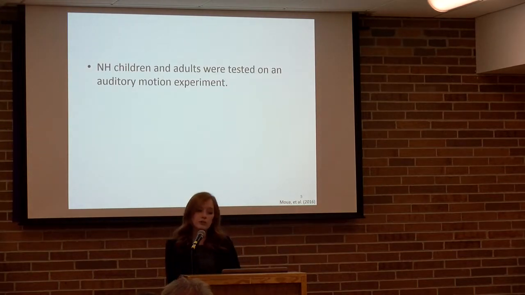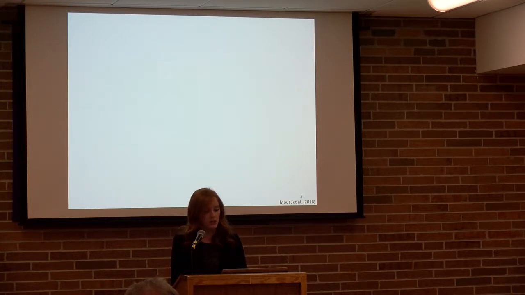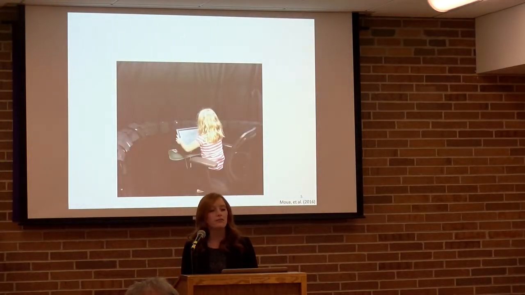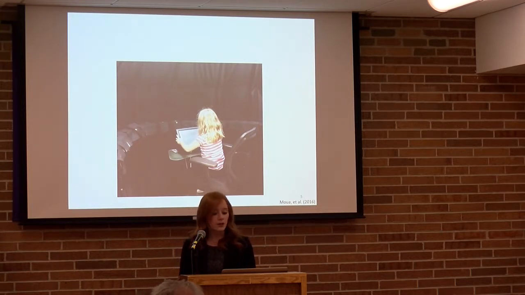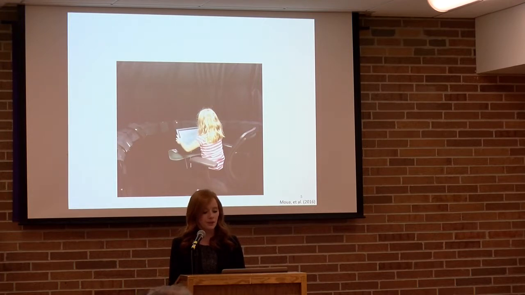Then looking at another study, done by Moua et al. in 2016, normal hearing children and adults were tested on an auditory motion experiment. The children tested in their study were between 11 and 16 years old. This is a picture of the setup, and the child is seated in the middle of a loudspeaker array in front of a touchscreen computer with speakers ranging from -90 to positive 90 degrees. As you can see, unlike the previous study where the child had symbols corresponding to each speaker, there are now no symbols to help indicate the location of the loudspeaker.